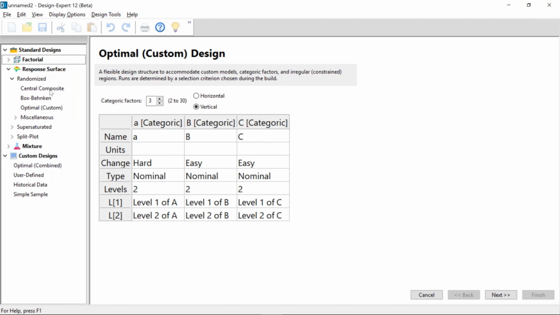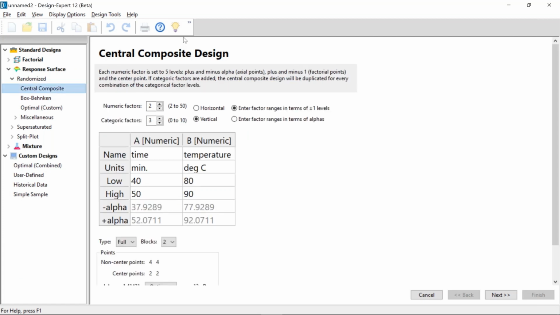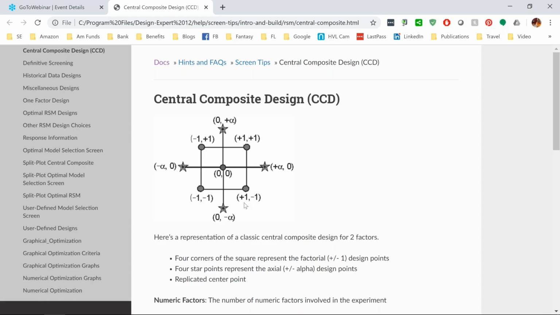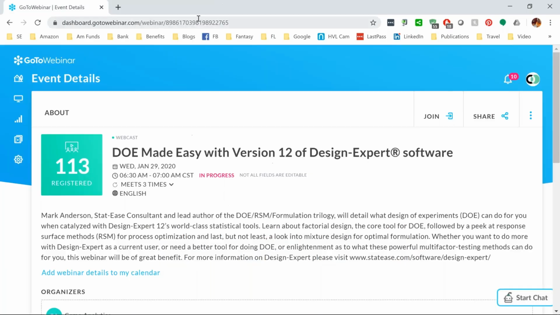Now, what I'm suggesting to start with, if you can cover all the ranges, is you go with a central composite design, because there's a tried and true approach, and you can see the layout of it here. When I press the light bulb button, that gives you help immediately at your fingertips. And there's more information in our help when you press that light bulb button.